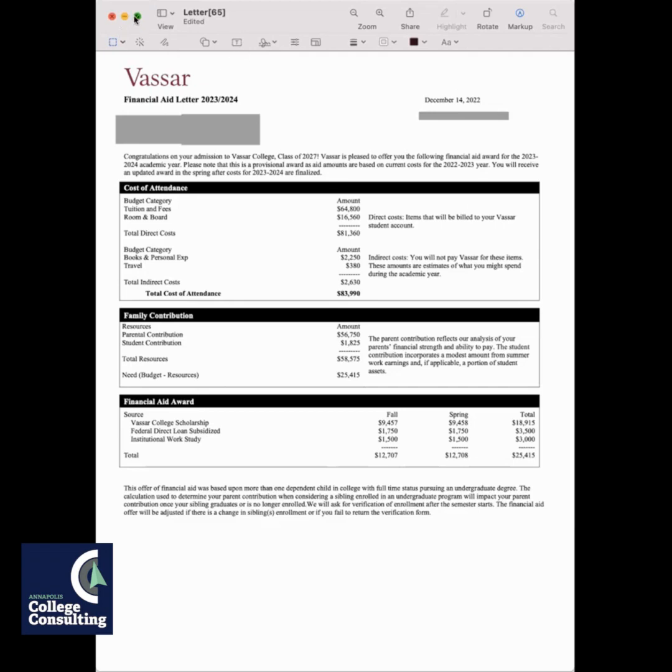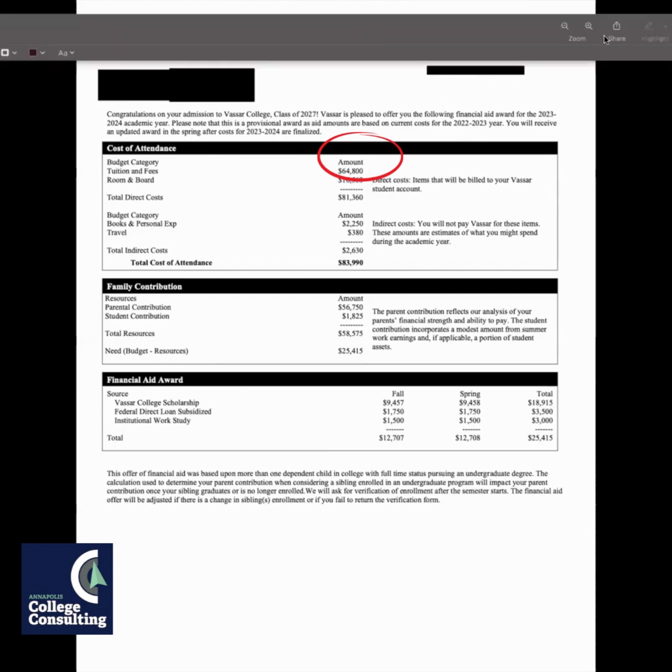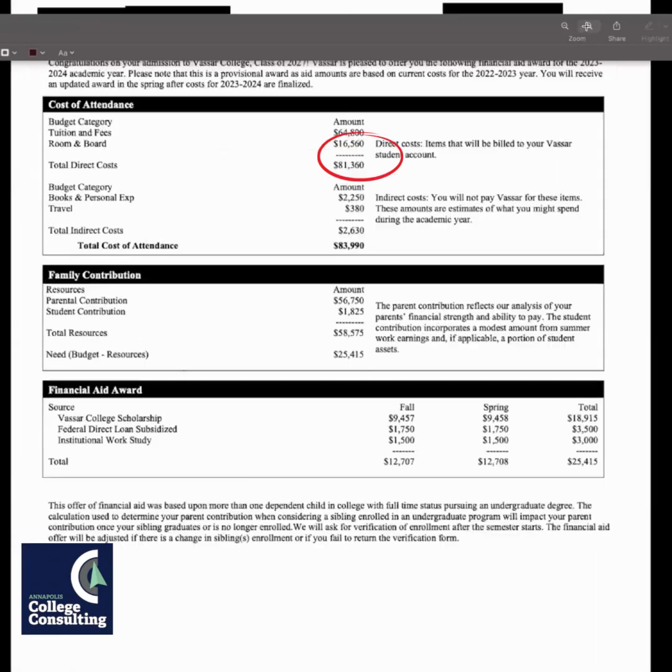But I wanted to point out the date here because that's pretty cool. They knew December 14th. Congratulations, you got into Vassar for 2027, and we're going to offer you the following financial aid award for this year. It's a provisional award, as amounts are based on the costs this year. So they're just saying if tuition goes up, it might go up. So let's look a little bit deeper into this award. I'm going to try to zoom in because I can't see now that I'm old.